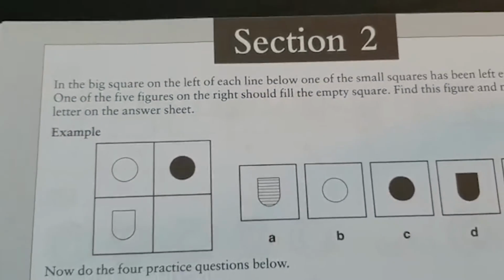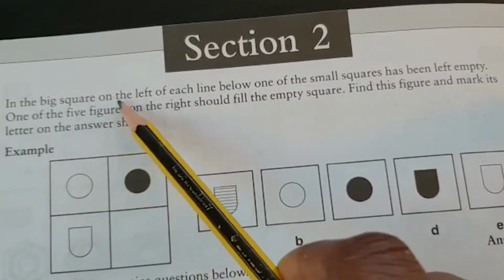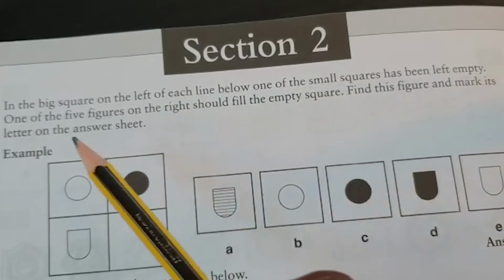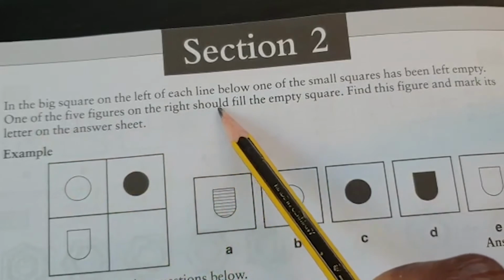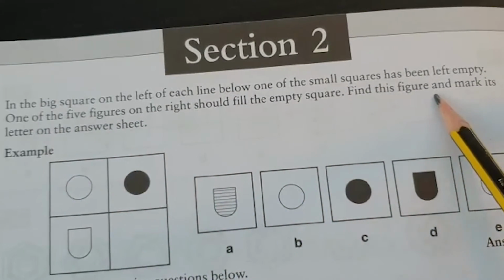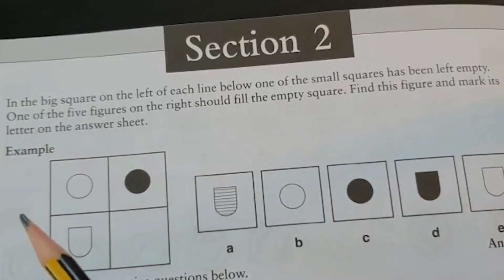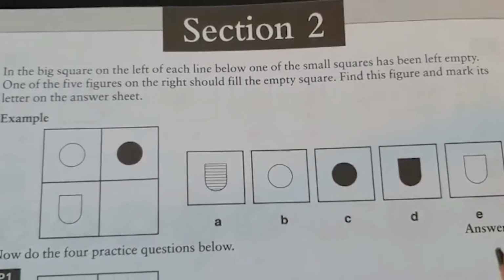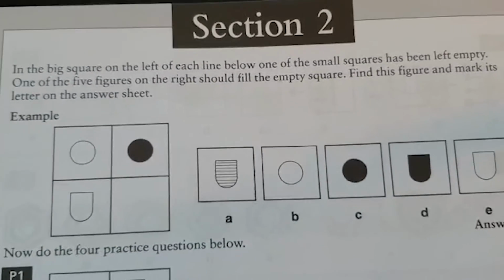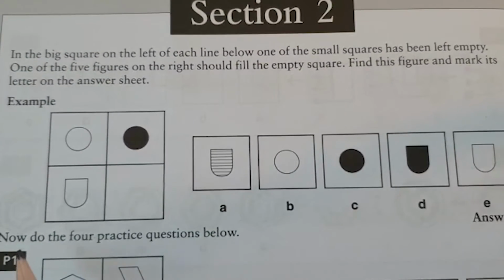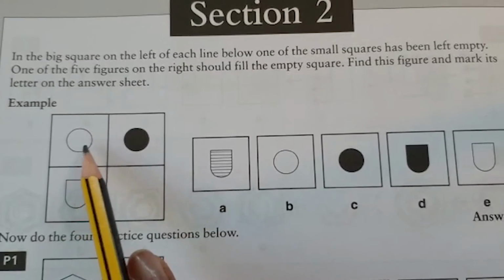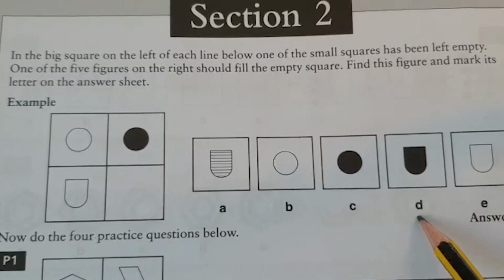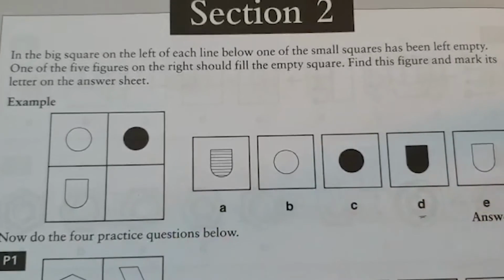So let's have a quick read of the instructions. In the big square on the left of each line below, one of the small squares has been left empty. One of the 5 figures on the right should fill the empty square. Find this figure and mark its letter on the answer sheet. They always give us the easiest ones, don't they? And then, of course, you get into it and you think, well, this is not quite as easy as the example they gave us. Okay, so example, they've given us a white circle and a black circle. And they've given us this shape. And, of course, we know the answer is D because there's the black shape there.